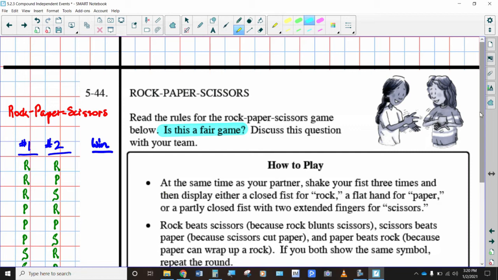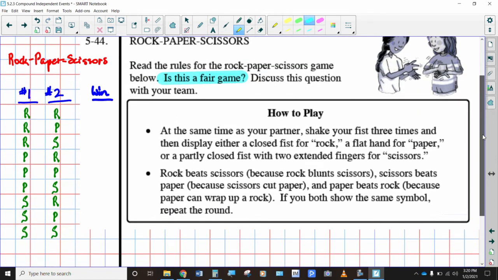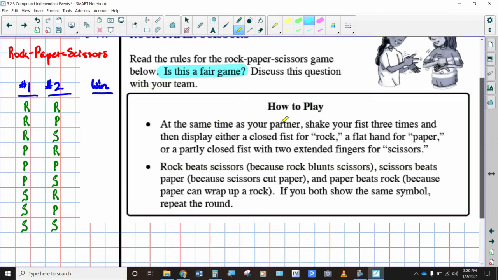Now, for those of you that have never heard of rock, paper, scissors, here are the rules. At the same time as your partner, shake your fist 3 times and then display either a closed fist for rock, a flat hand for paper, or 2 fingers extended for scissors. Rock always beats scissors because rocks can crush scissors. Scissors beat paper because scissors can cut paper, and paper beats rock because paper can wrap itself around the rock, which always kills rocks. I don't know if you've ever tried that before, but I promise you, take a piece of paper and wrap it around the rock, and the rock will die. So there you go. Something new is learned every single day.